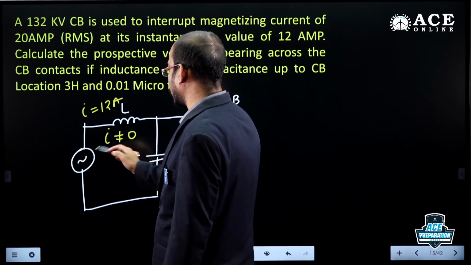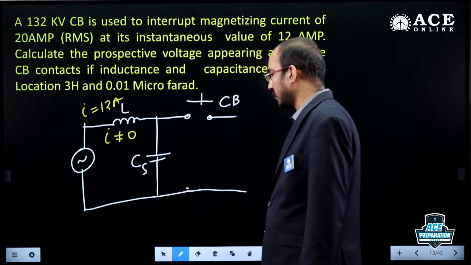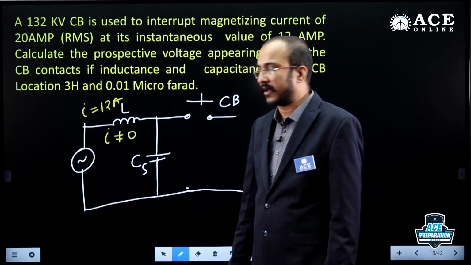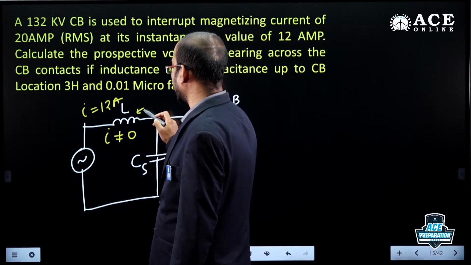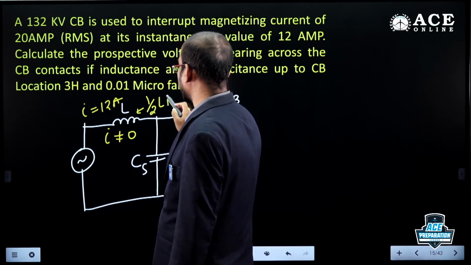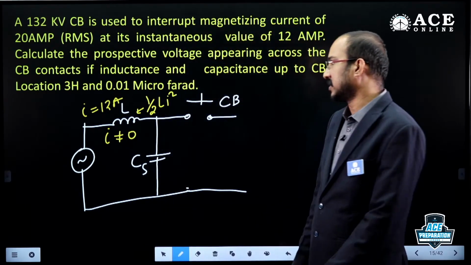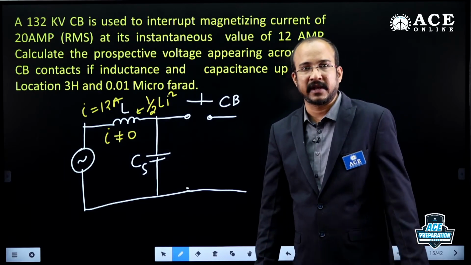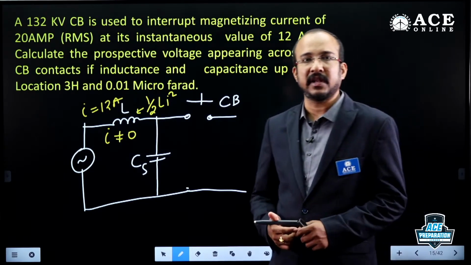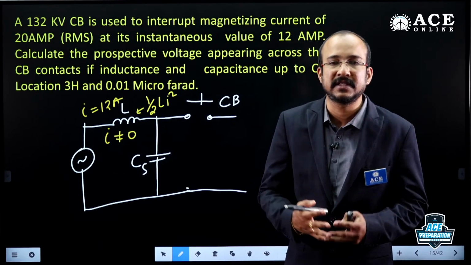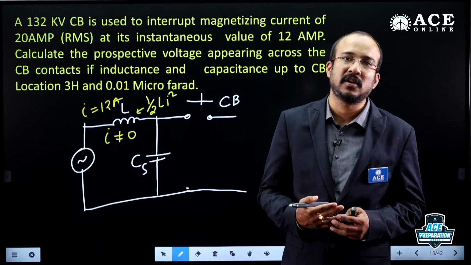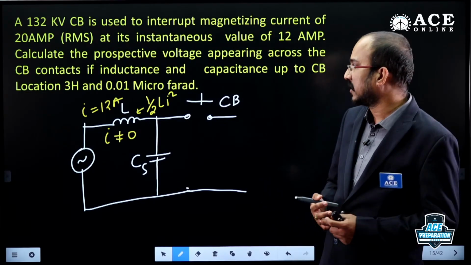So there will be energy stored in the inductor. In what form? Electromagnetic field. So the energy stored in the inductor will be half L I square. Yes or no? There will be energy stored in the inductor in the electromagnetic field. What is the property of an inductor? An inductor does not allow sudden change in current.